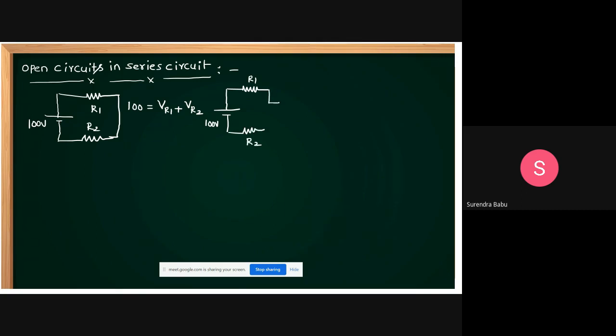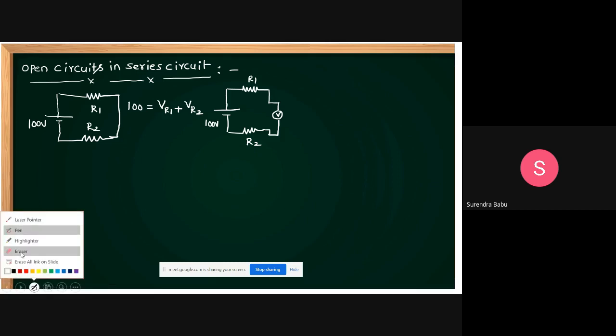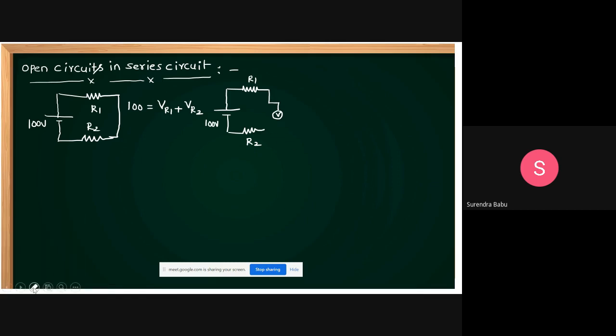Let it be connected through a voltmeter. A voltmeter has very high input resistance. Ideally, it is infinite resistance. Then what is the voltmeter reading here, friends? The voltmeter reading is V equal to 100 volts, because it is an open circuit. Ideally the voltmeter has infinite resistance.